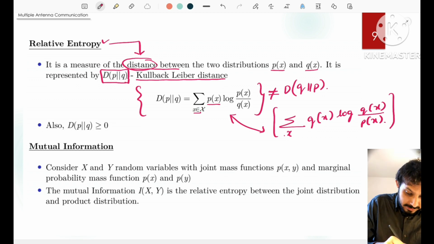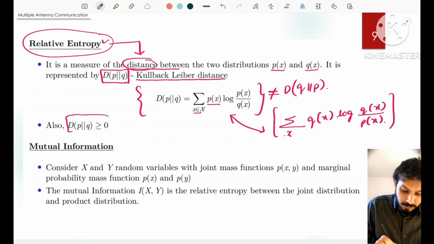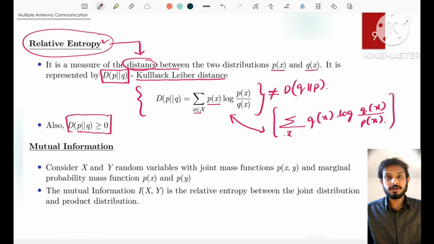And also, since relative entropy is a distance, and distance is always greater than 0, D of p q is always greater than or equal to 0.